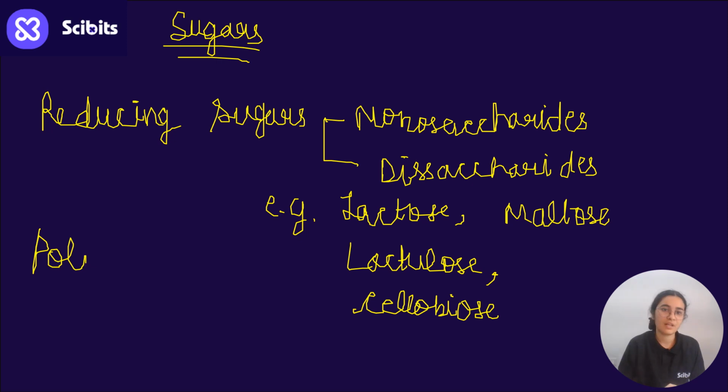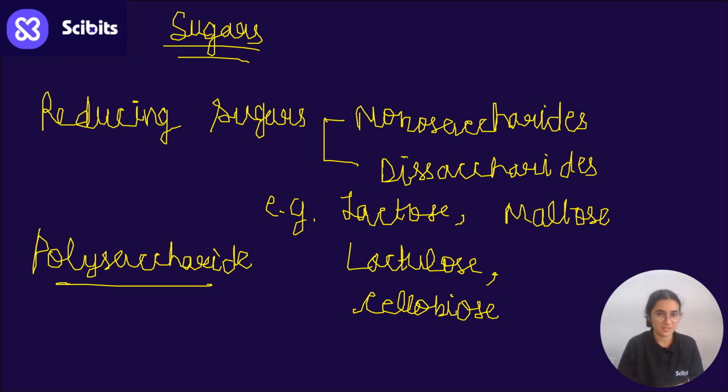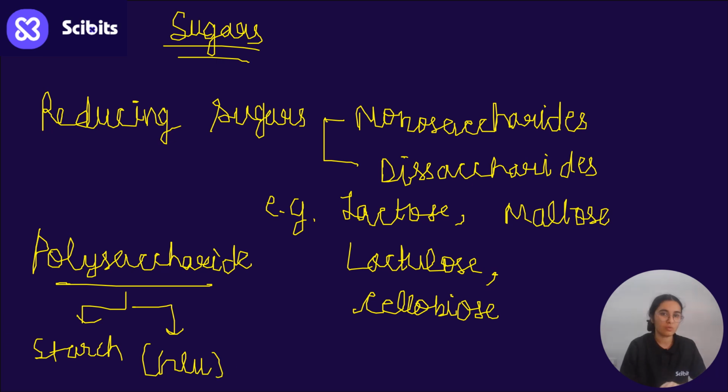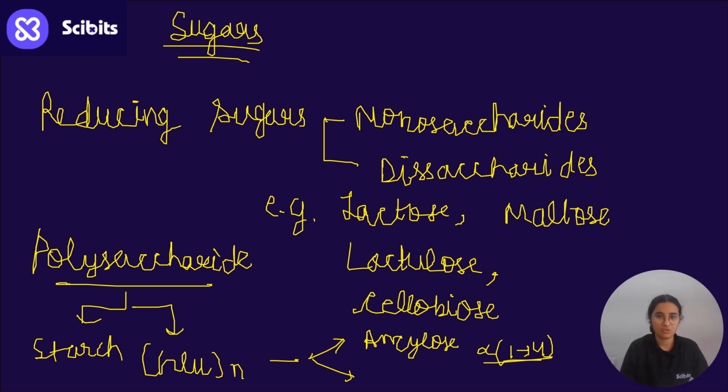And if there are more than 2 units in a particular saccharide, then that is termed a polysaccharide, and they are of two types, homopolysaccharides and heteropolysaccharides, right? So a common example of homopolysaccharides is starch. It is made up of D-glucose units, and amylose has alpha 1,4 linkage. This is a glycosidic linkage.